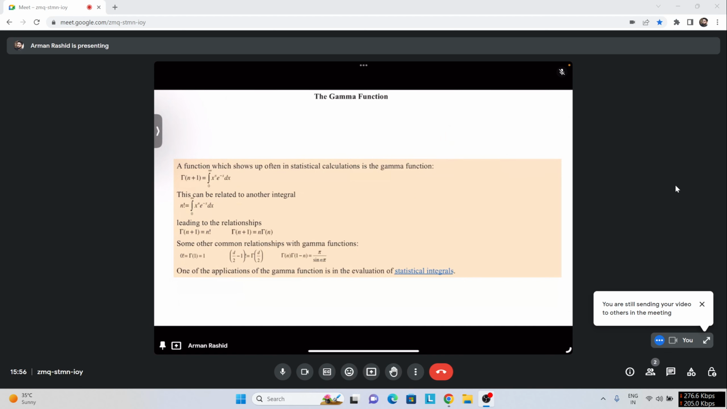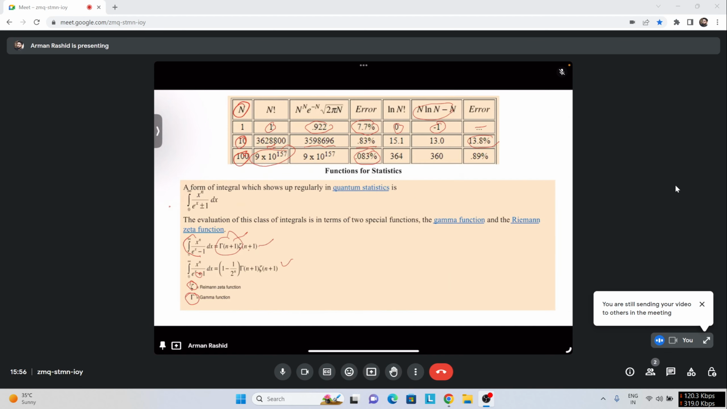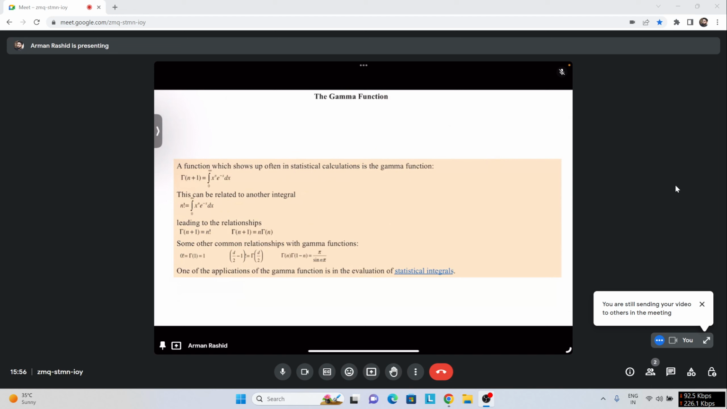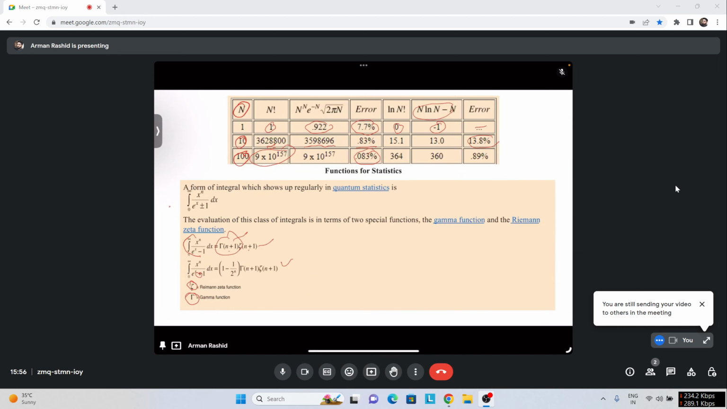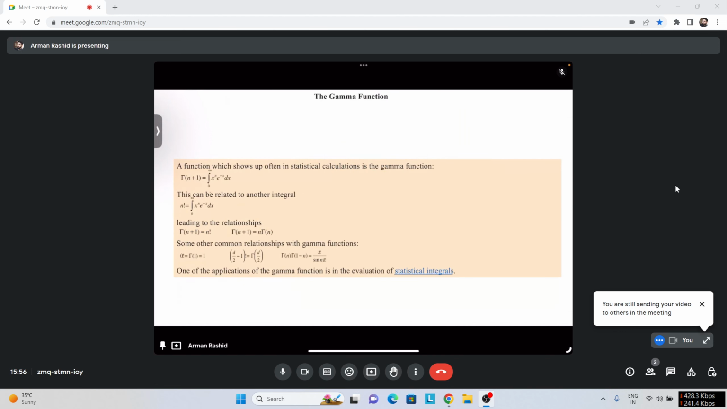Now, as I have shown you here, the gamma function. So what is the gamma function? The gamma function, gamma n plus 1, is given here: the integral from 0 to infinity of x raised to the power n, e raised to the power minus x, dx. It can be related to another integral, that is n factorial. So you see this and this, it is almost equal, right? So gamma n plus 1 is actually equivalent to n factorial.